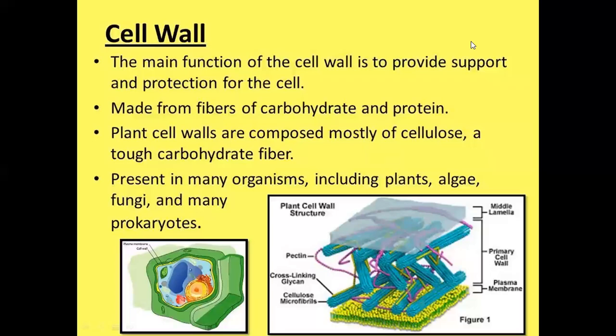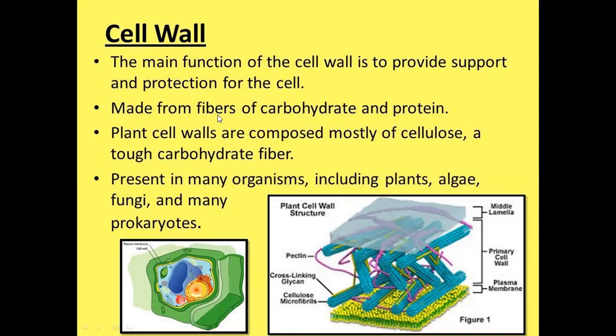So kids, in the previous video, we studied about diffusion and osmosis. Next structure of the cell, specifically of the plant cell, is the cell wall. Now, the main function of the cell wall is to provide support and protection for the cell. Now, which cell? Plant cell, because it is present in the plant cell only.